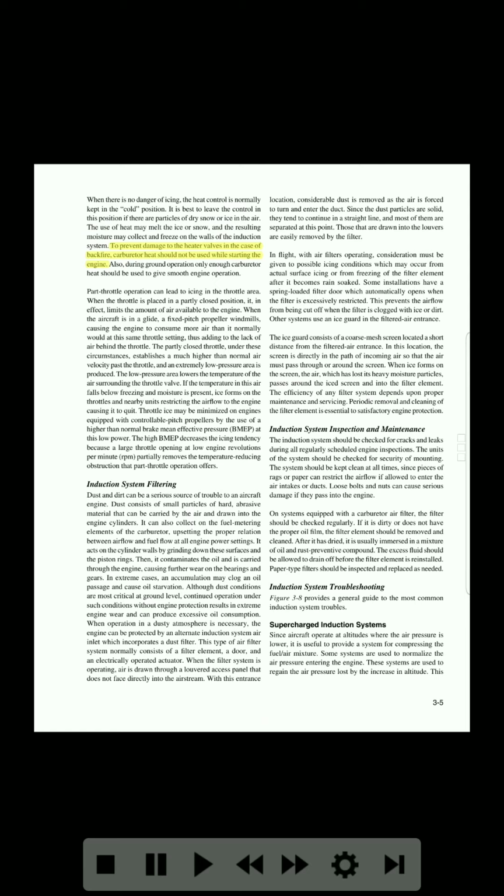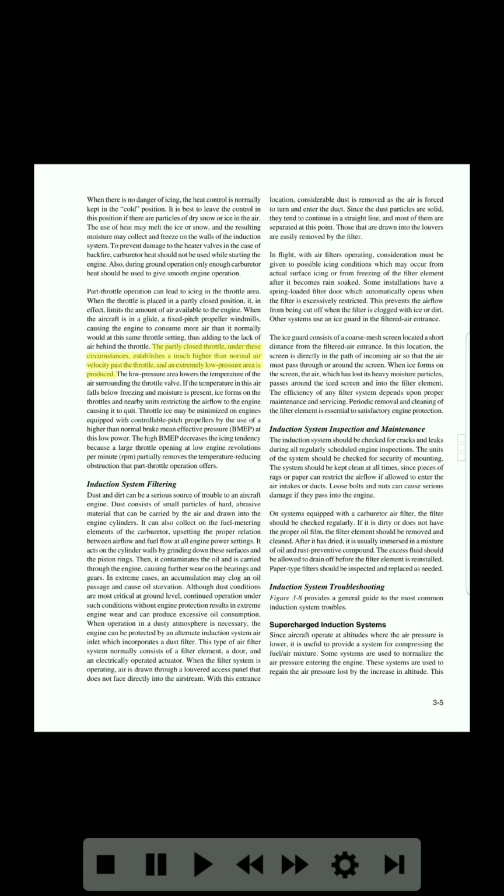To prevent damage to the heater valves in the case of backfire, carburetor heat should not be used while starting the engine. Also, during ground operation only enough carburetor heat should be used to give smooth engine operation. Part throttle operation can lead to icing in the throttle area. When the throttle is placed in a partly closed position, it, in effect, limits the amount of air available to the engine. When the aircraft is in a glide, a fixed-pitch propeller windmills, causing the engine to consume more air than it normally would at this same throttle setting, thus adding to the lack of air behind the throttle.